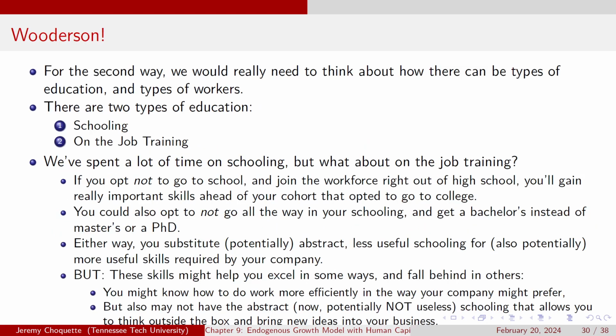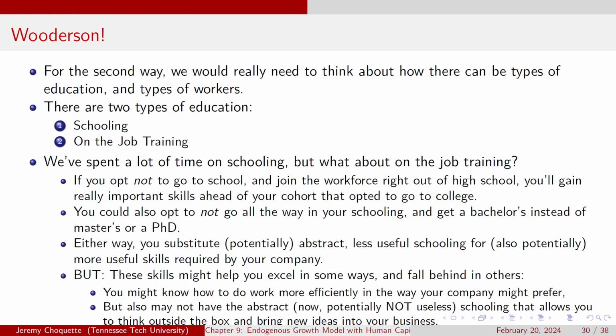But second way, you could think about it maybe in terms of there being two types of workers. Now, this is something that the model doesn't touch on, but can very easily be extended to discuss. And it's that there are maybe two types of education. There can be schooling and on-the-job training. Now, we've talked a lot about schooling so far and why you would want to go to school and the optimality conditions upon which you would continue to attend school and when you would go, okay, maybe I've got enough school. What about on-the-job training, though?